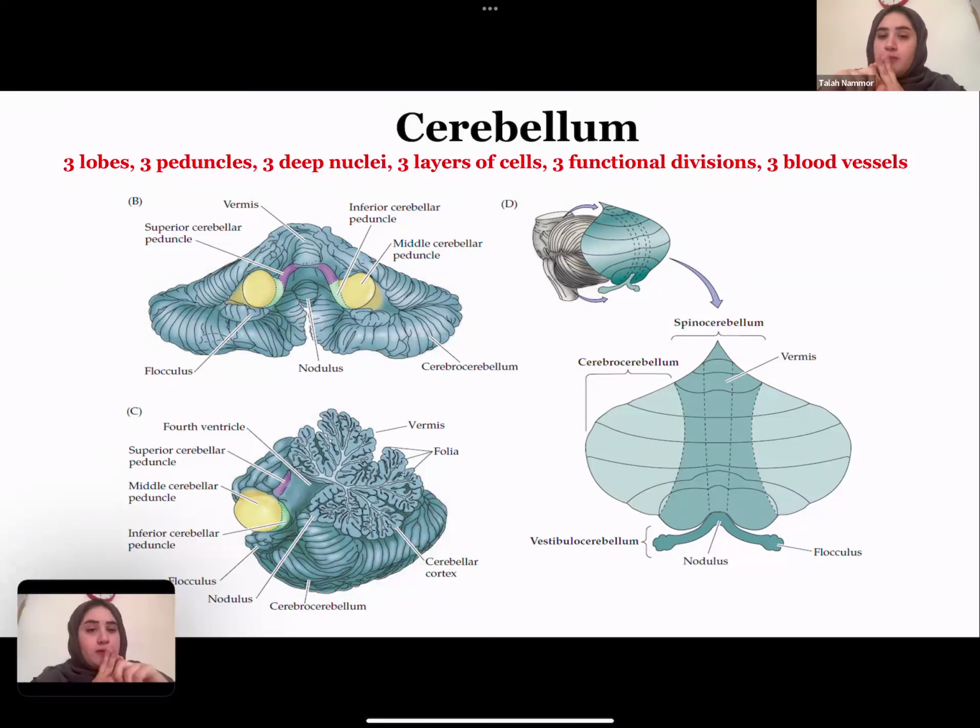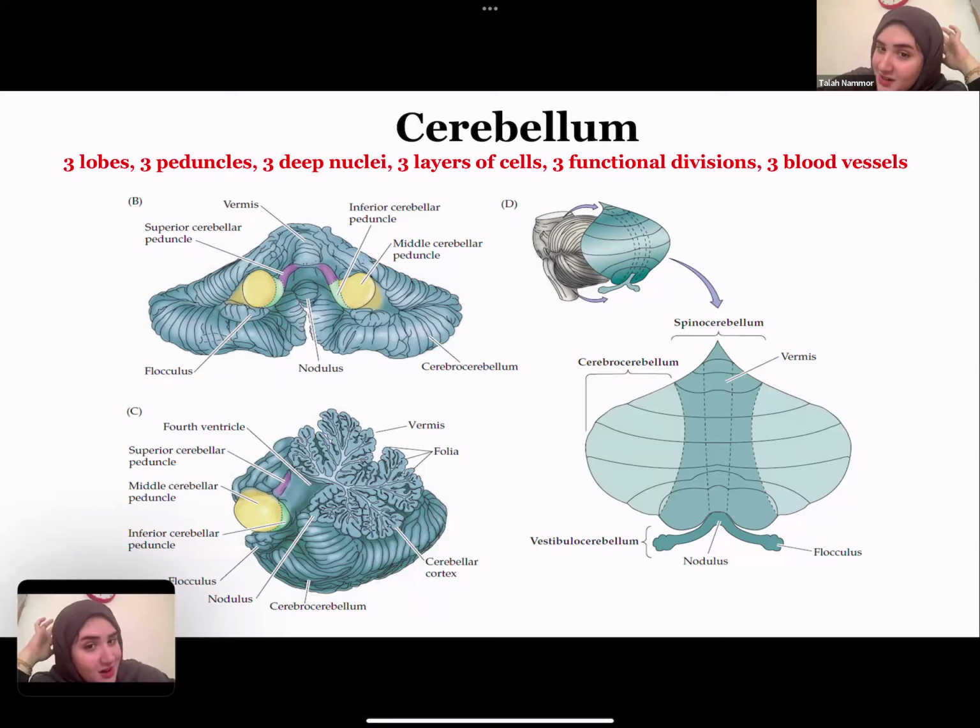We have three lobes, three peduncles, three deep nuclei, three layers of cells, three functional divisions and three blood vessels. This is important. The doctor mentioned the three blood vessels, but honestly, they weren't in the lecture. I don't know what the three blood vessels are. Just know them.